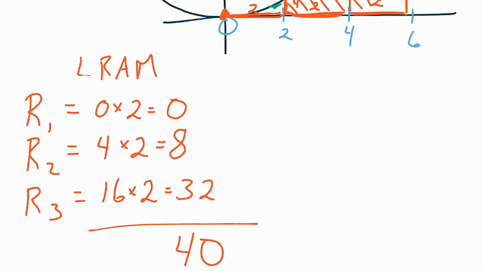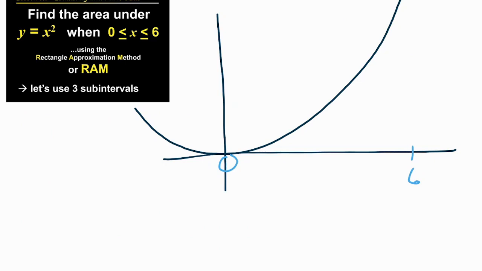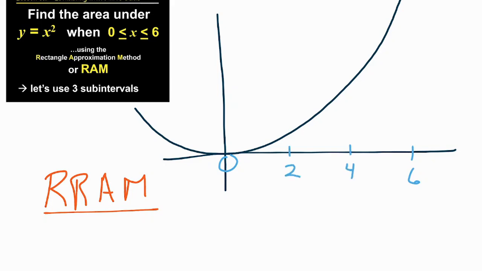Well, the deal is relax. It's just an approximation. And it actually can be used along with another type of RAM called the right RAM to perhaps generate another approximation. Yeah, the RRAM, the right RAM. Now, not right meaning like right versus wrong, but just the one that's to the right of each one of these subintervals. We're still using 3 subintervals, but we're going to generate this from the right.